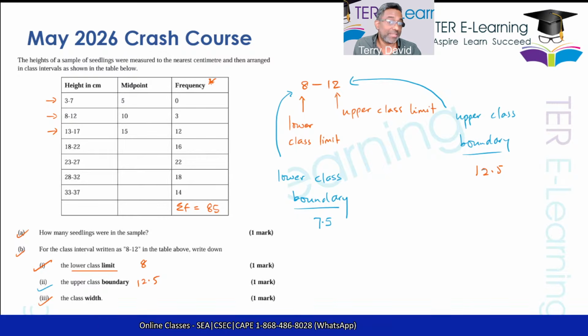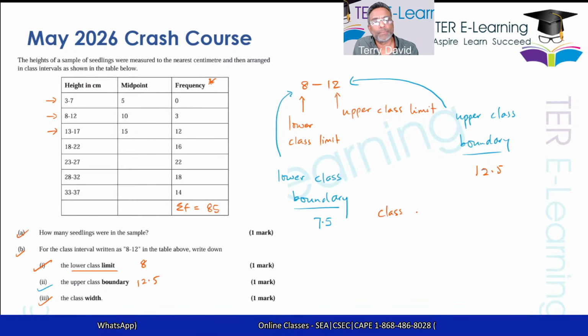Some people are saying 4.5, some people saying 5, some people saying 4. So here's what you need to know. Your class width is simply equal to the upper class boundary, and pay attention to this, minus the lower class boundary.